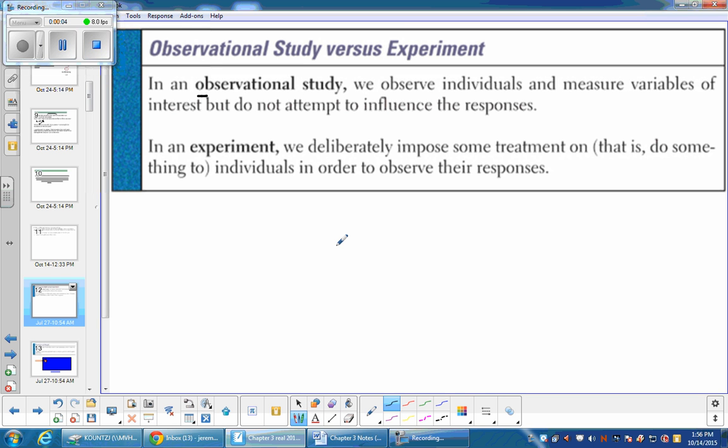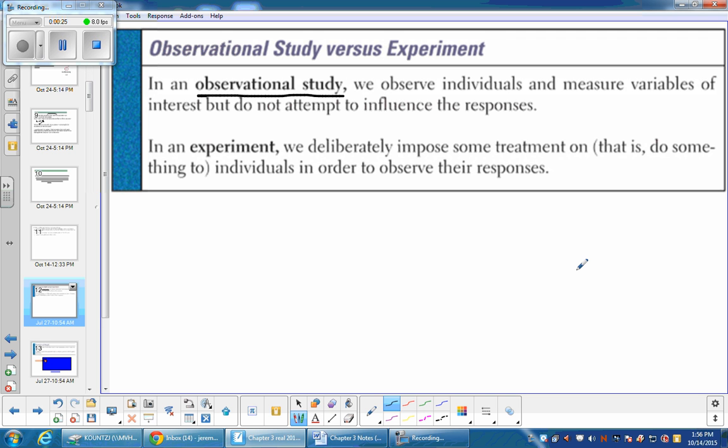Today we're going to talk about how to collect data and different ways we collect data. Now, there's two main things. There's an observational study. That's when we observe people and individuals and measure the variables of interest, but we do not attempt to influence the responses.